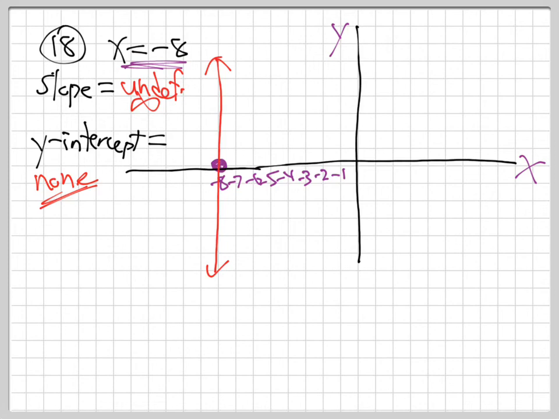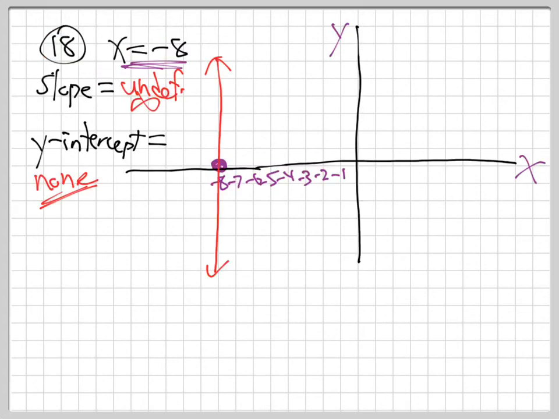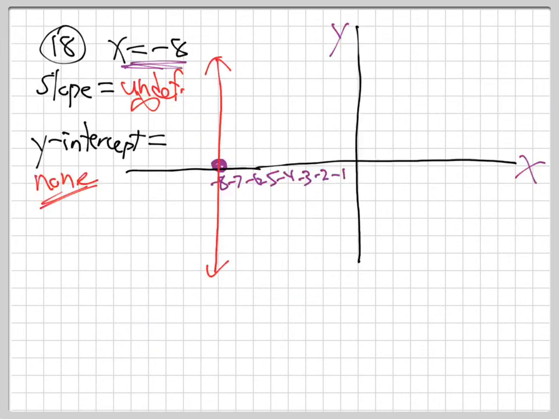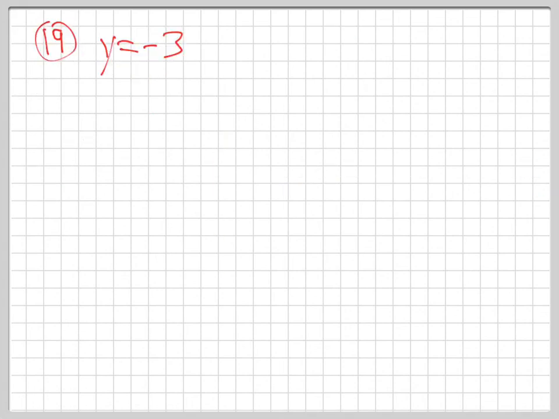All right, let's try number 19. This time they have only y. You get the theme? The last one was only x. Because normally there's x and y, like number 17. That was a normal one. There's x and y. That's a normal line. So if you have x and y, you're getting a line that has some kind of slope to it. It's kind of diagonal, slanted. But if you have only x or only y, you're going to get a line that's either straight up and down or straight sideways.